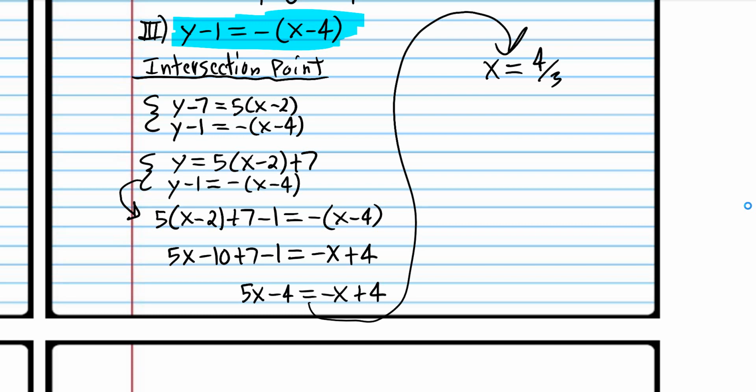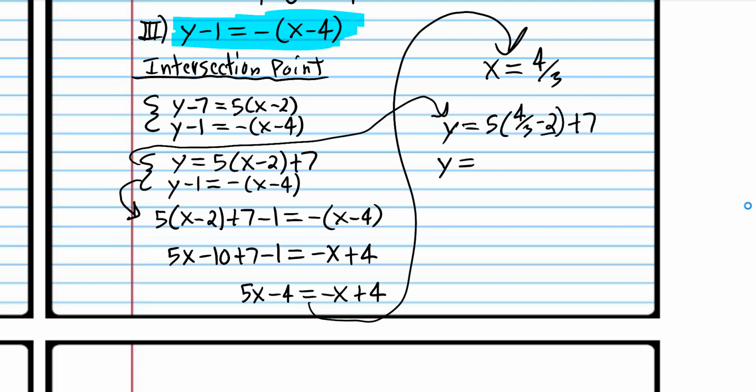So now we're going to take the equation where y is solved for and use that to find y. So y is equal to 5 times x, but instead of x, we're going to plug in 4/3. And now we're just going to crunch those numbers. That's 2 over 1. So multiplying both sides of that fraction by 3, we get 6 over 3. So 4 over 3 minus 6 over 3 is negative 2 over 3. 5 times negative 2/3 is negative 10/3.